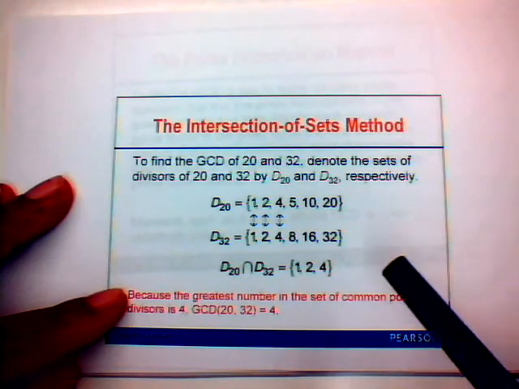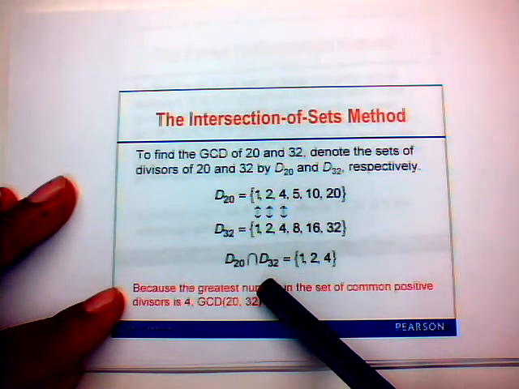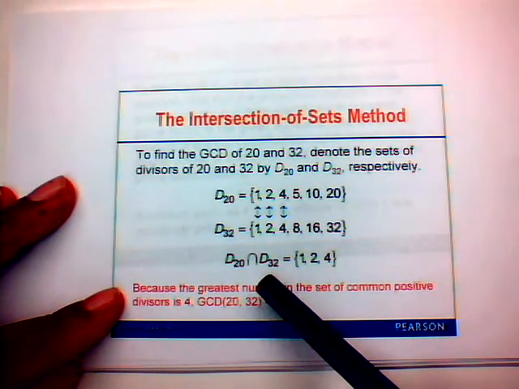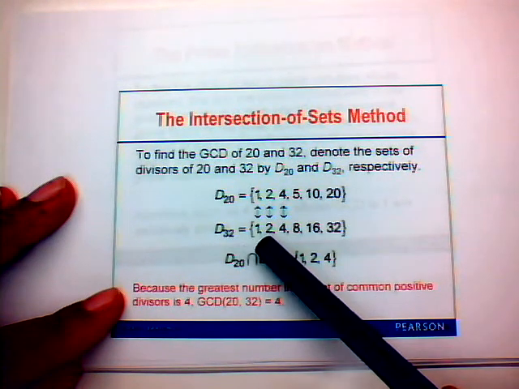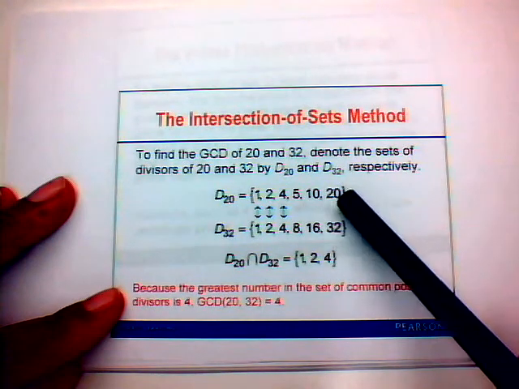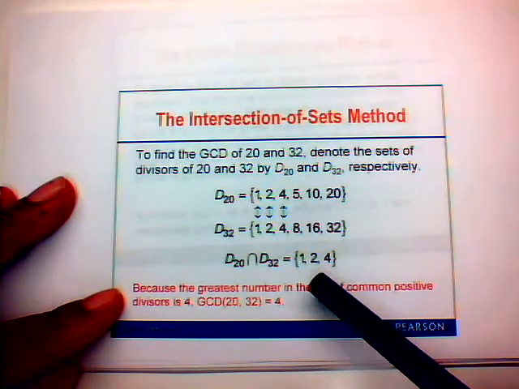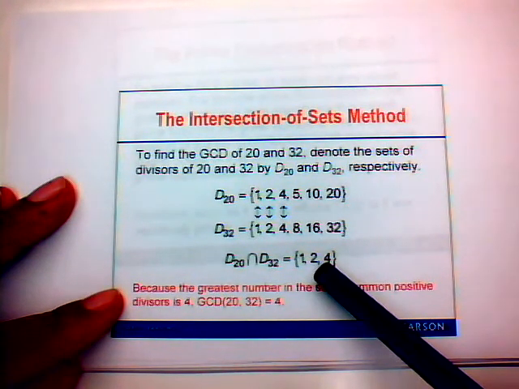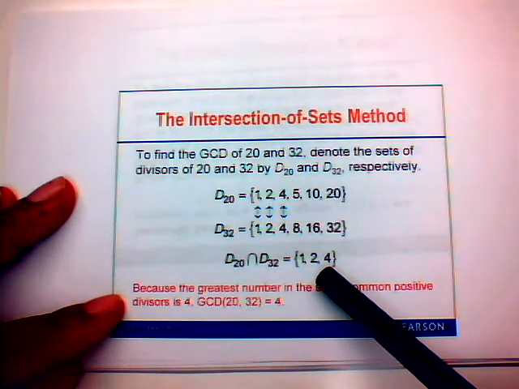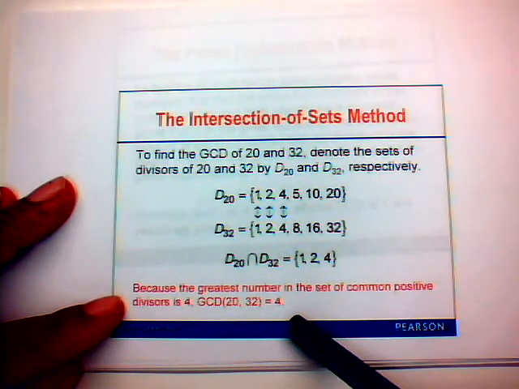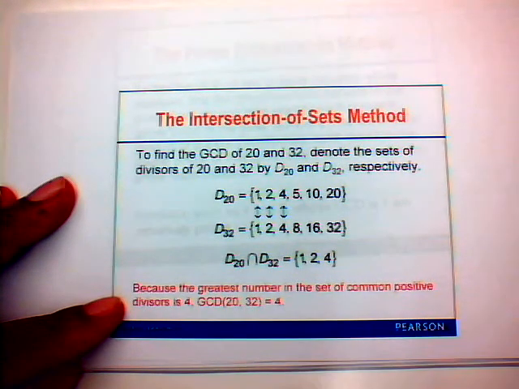Now we're going to find the intersection of those 2 sets, D sub 20 and D sub 32. When we find the intersection of 2 sets, we're finding the elements that are common in both of these sets. In this case, the 1, 2, and 4 are common in both D sub 20 and D sub 32. So here, the 1, 2, and 4 will be considered as common divisors. Now, the greatest number is 4. That will be your greatest common divisor. So for 20 and 32, the greatest common divisor of those two numbers would be 4.